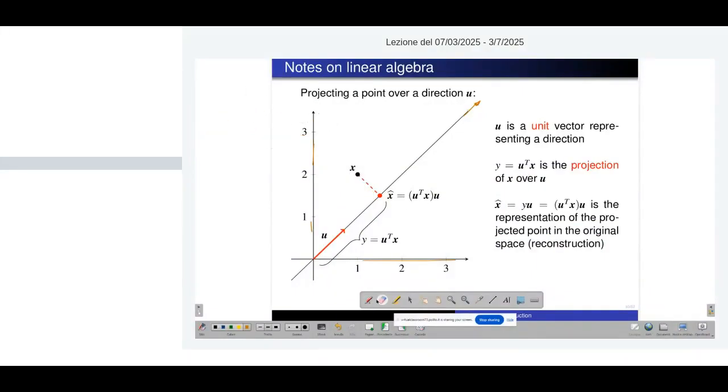For the first question, if I want the coordinate of x over this axis, I need to compute the projection of x over the axis, which corresponds to the scalar product. If u is a unit vector, the scalar product gives me exactly the length of this segment. The length of this segment corresponds to the coordinate of the projected point over the line defined by vector u.